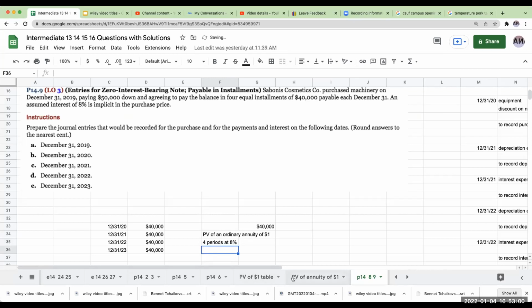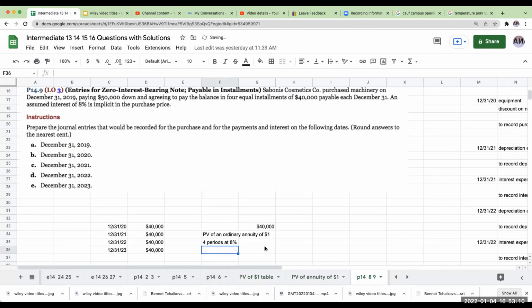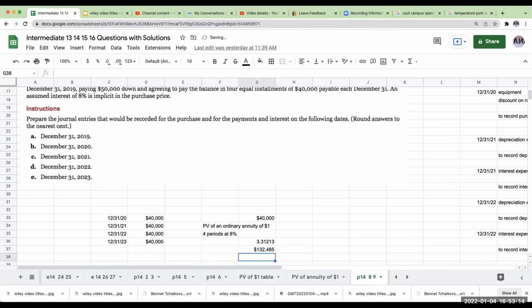So when I come over here to the present value of an annuity table, 4 periods at 8% is 3.31213. So the value of these future payments today is $132,485.